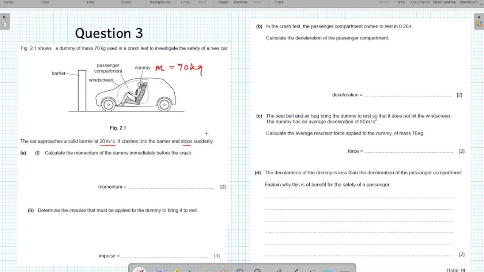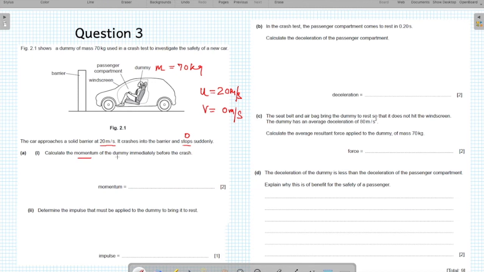So 2 more data, underline the data and let us identify which is the initial velocity and which is the final velocity. Initial velocity, the velocity which was at an earlier point of time, this was 20 meters per second. Final velocity, it stops, which is 0 meters per second. Easy so far. You have identified all the information.